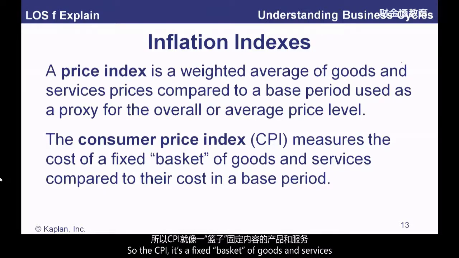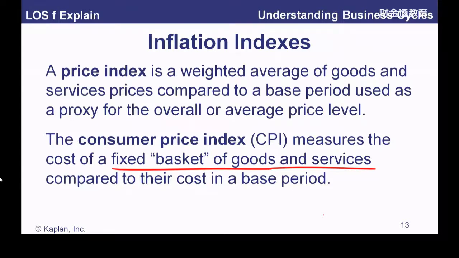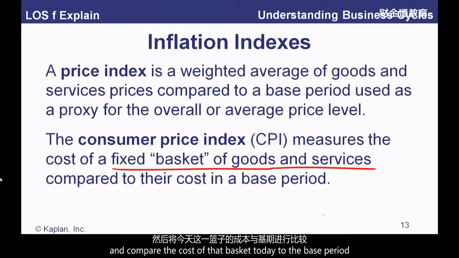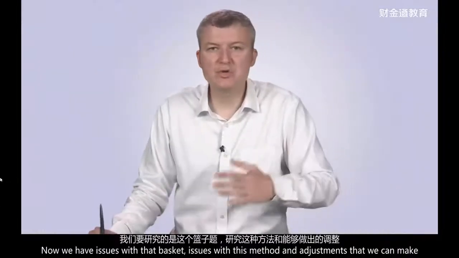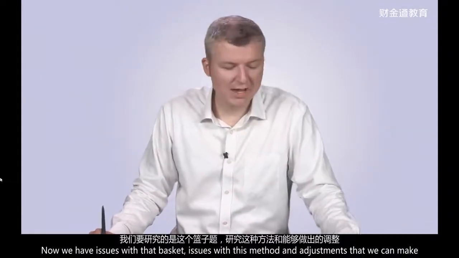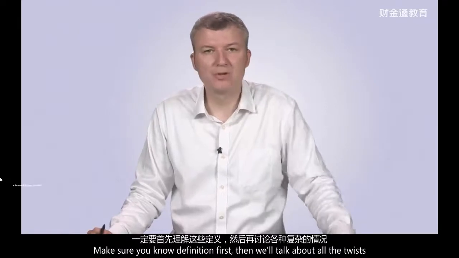So the CPI looks at a fixed basket of goods and services. So it's meant to be some sort of typical household basket of goods and services and compare the cost of that basket today to the base period. Now, there are issues with that basket, issues with this method, and adjustments that we can make. So make sure you know the definition first, then we'll talk about all the twists.